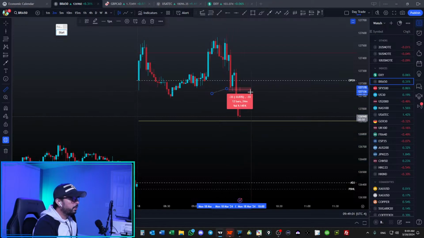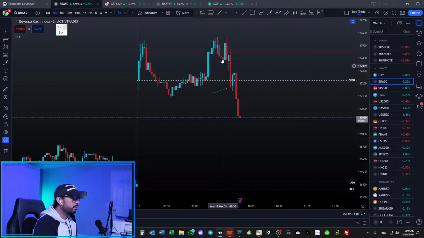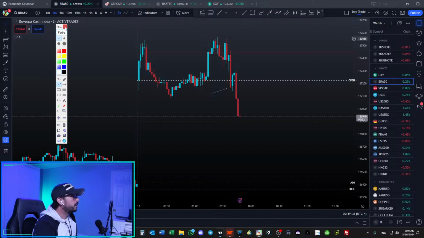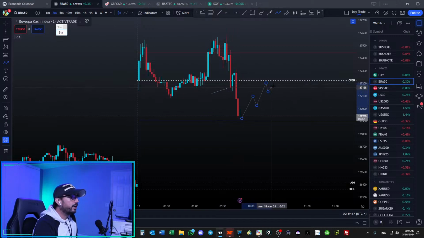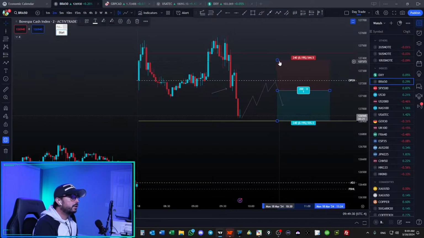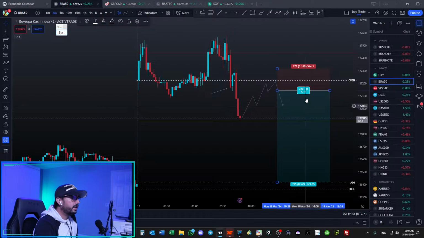So maybe wait for a better entry now, a pullback. I'm going to leave it on the chart. Let's say a pullback, rejection, and then it comes down. That could be an entry with a stop here. So let's say entry here, a small stop here or somewhere like here, and a bigger target right there. So you've got a 4-to-1.